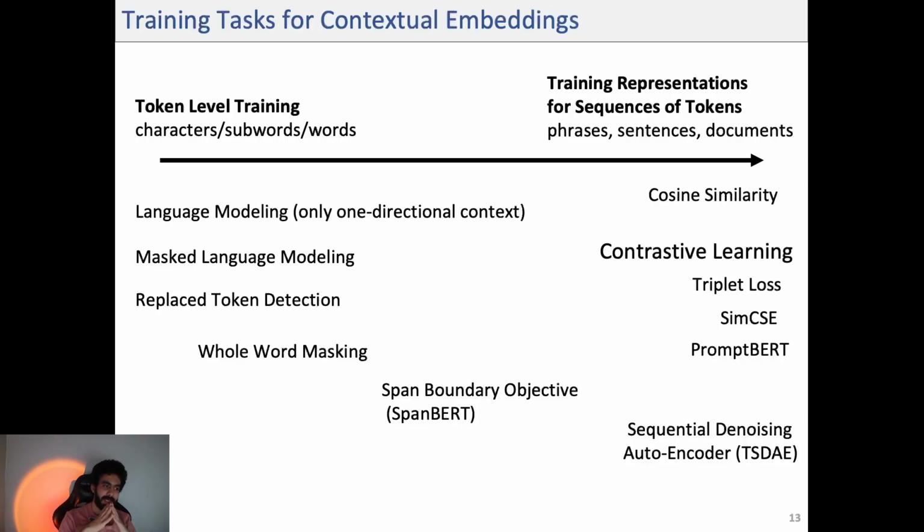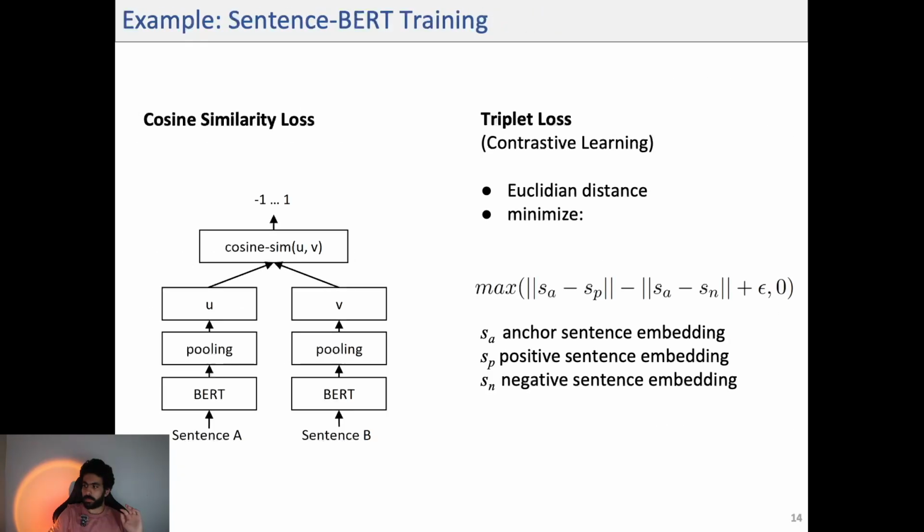For that, we use techniques like triplet loss, SimCSE, and PromptBERT. They all rely on contrast, anchor, positive and negative pairs. Another method is TSDAE, which has a fancy name, but in the end it just means take a sentence, mess it up a bit, and then train a model to reconstruct it. So in short, we train contextual embeddings either by guessing missing pieces or by comparing full sentences to teach similarity.